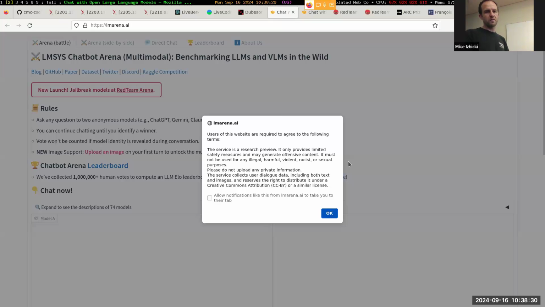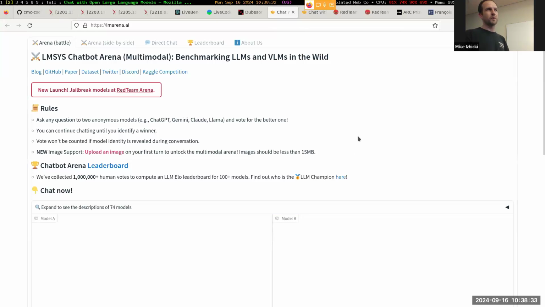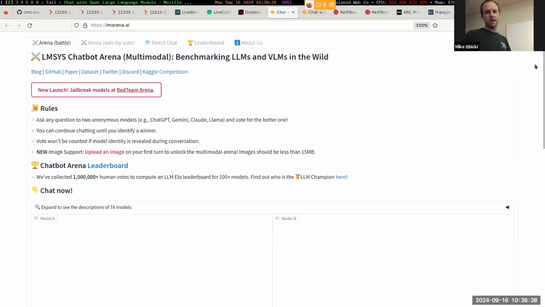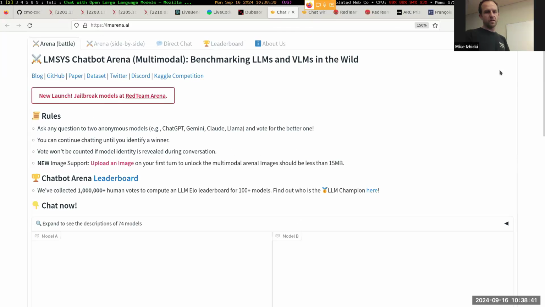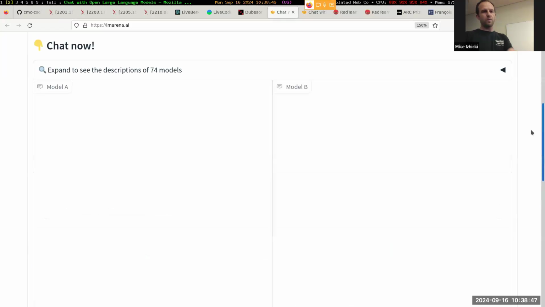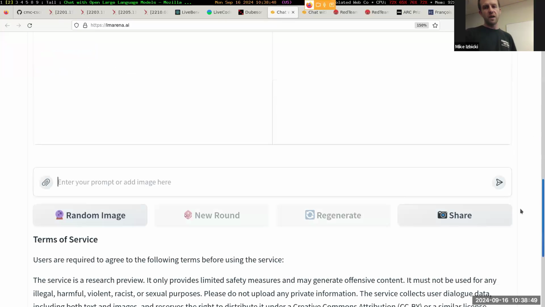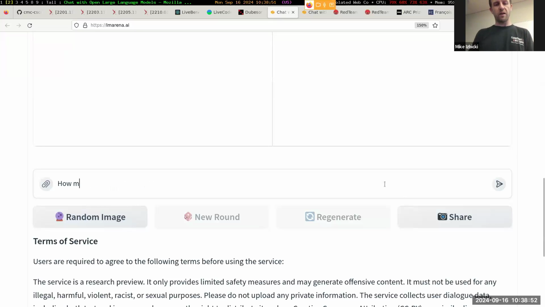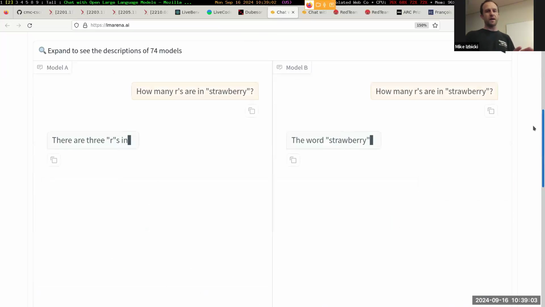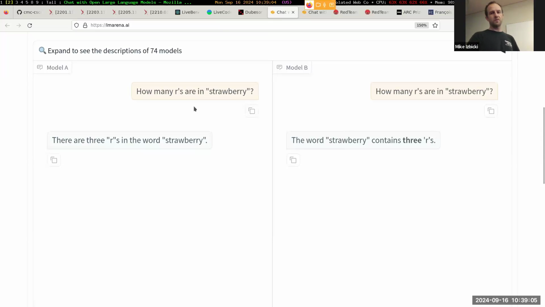Has anybody here played with the language model arena? A couple of people. So what this website is, lmarena.ai, is that it has space for you to type in your prompt down here, and then up above it shows the outputs of 2 different models. And so right here we can ask something like, how many R's are in strawberry? And it'll select 2 random models and pass them the prompt.